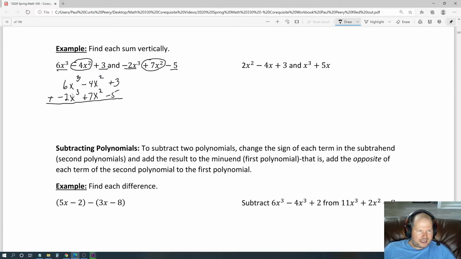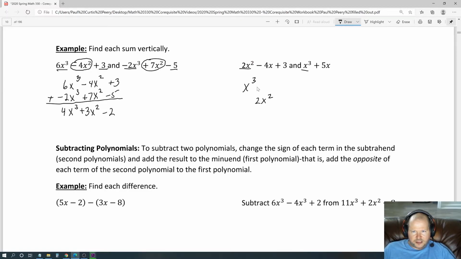Okay, so now we add like terms, right? So we say 6x cubed plus negative 2x cubed gives me 4x cubed. Again, when you add and subtract polynomials, the exponents do not change. Then we say negative 4x squared plus 7x squared, so that gives me plus 3x squared. Then we say positive 3 plus negative 5 gives me a negative 2. Okay, now let's move on to the next one. The highest degree that we see here is the x cubed, right? And the next one that we see in descending order is a 2x squared.